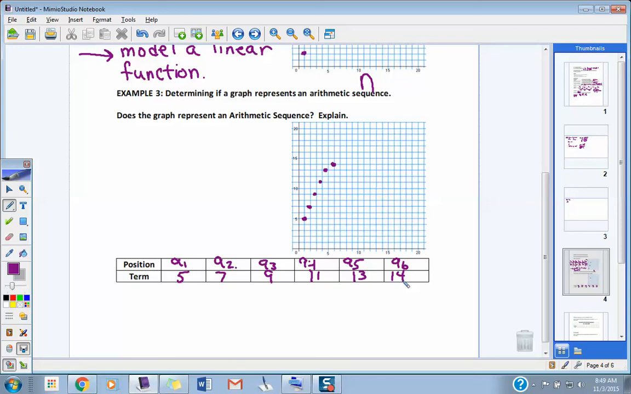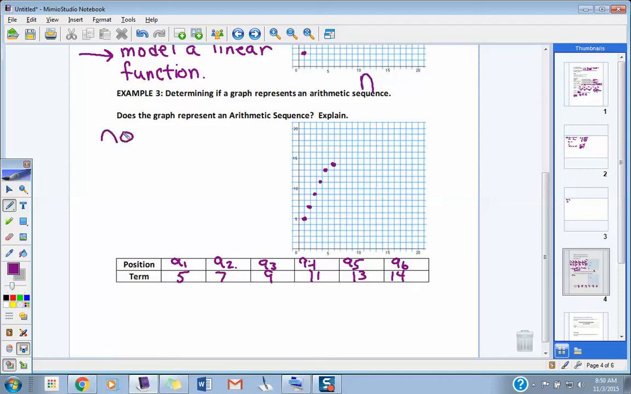Absolutely not. Okay? Well, maybe you didn't want to look at the table. Mason, I heard you say something that was interesting. Why is this not arithmetic? Maybe you were looking at the graph. What's the problem with the graph? It's not going to form a straight line. All those points put together, not linear. So does this represent an arithmetic sequence? We're going to say no and explain.